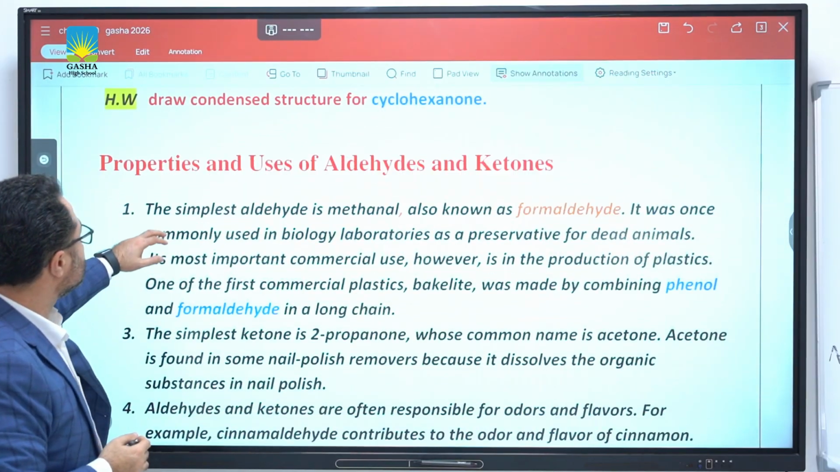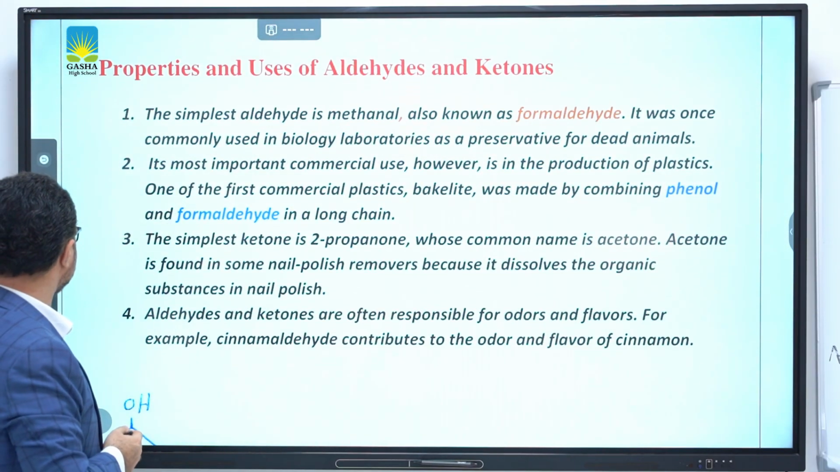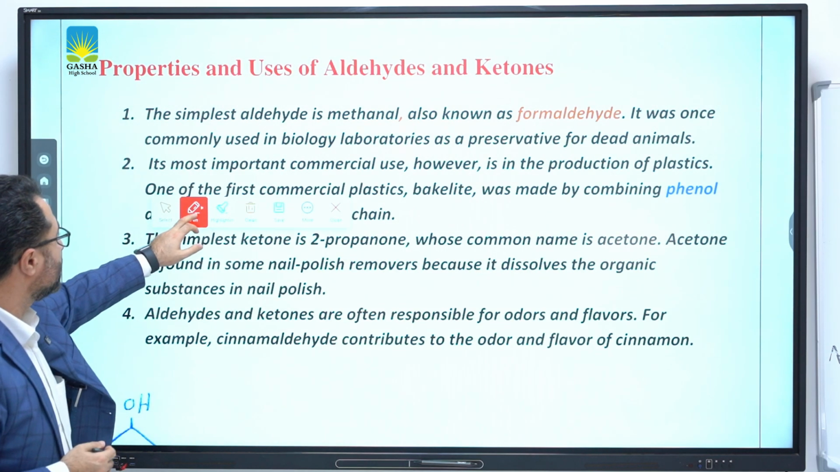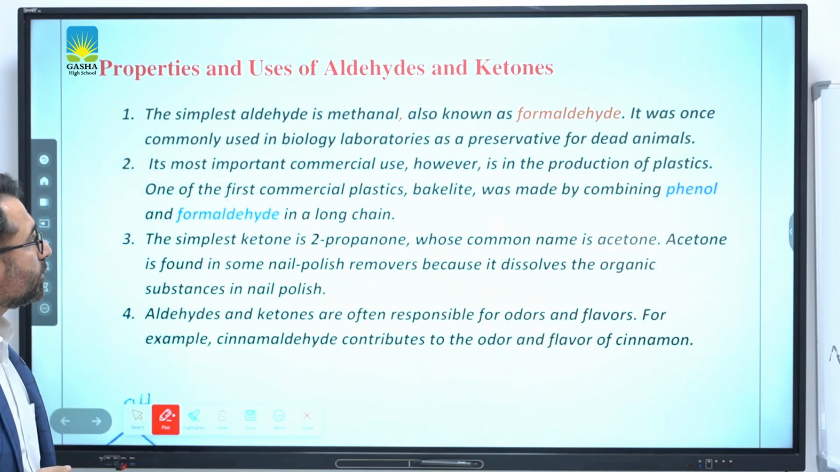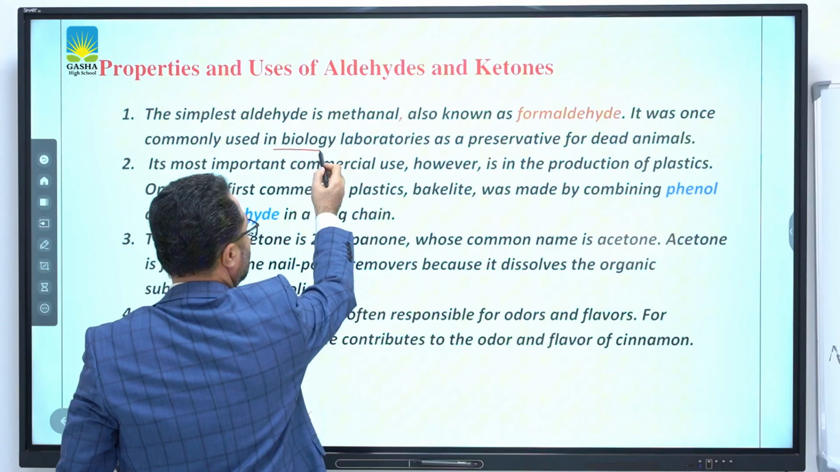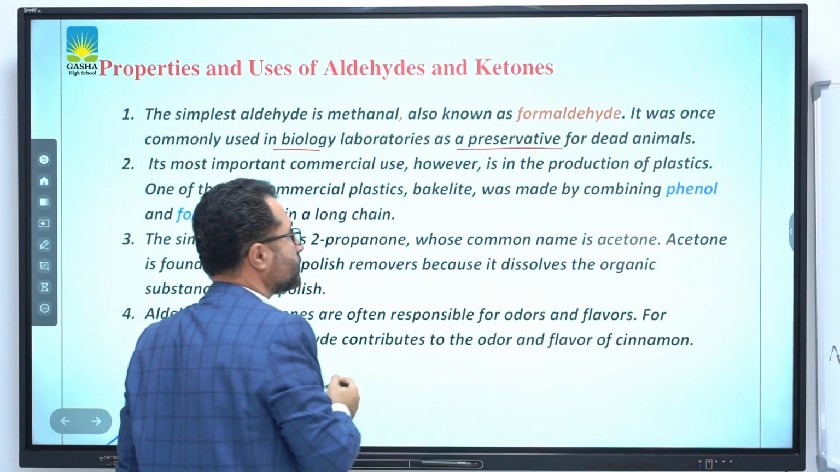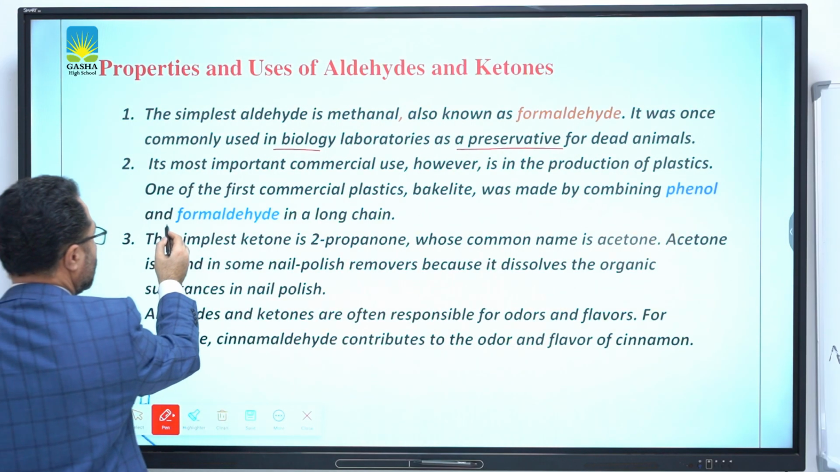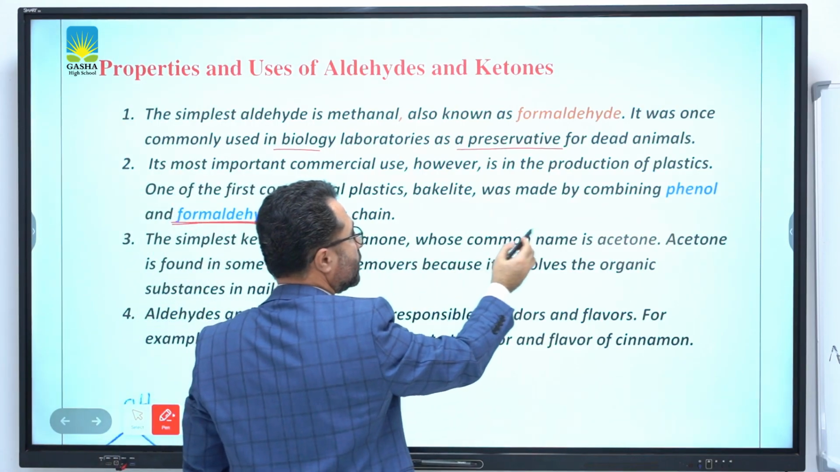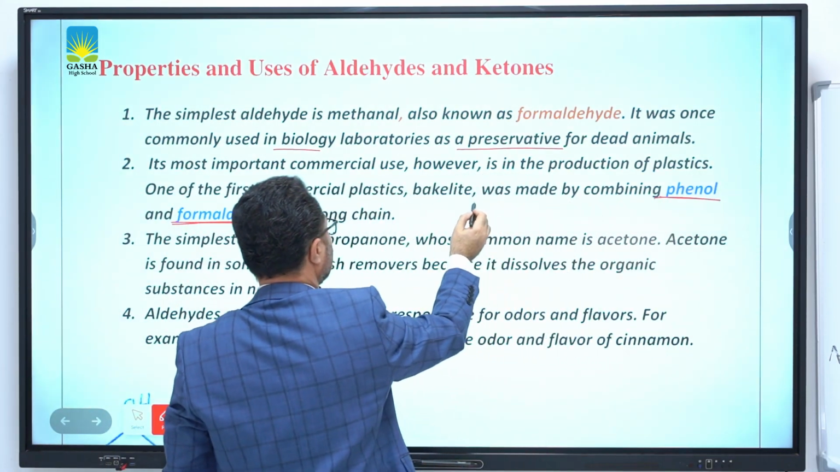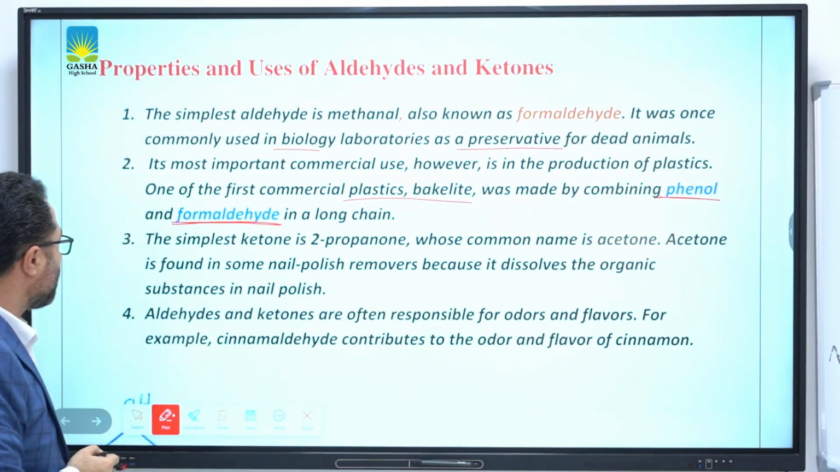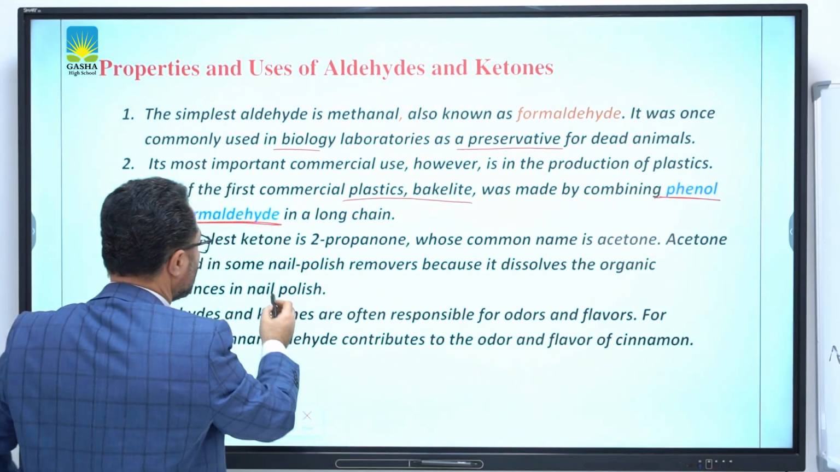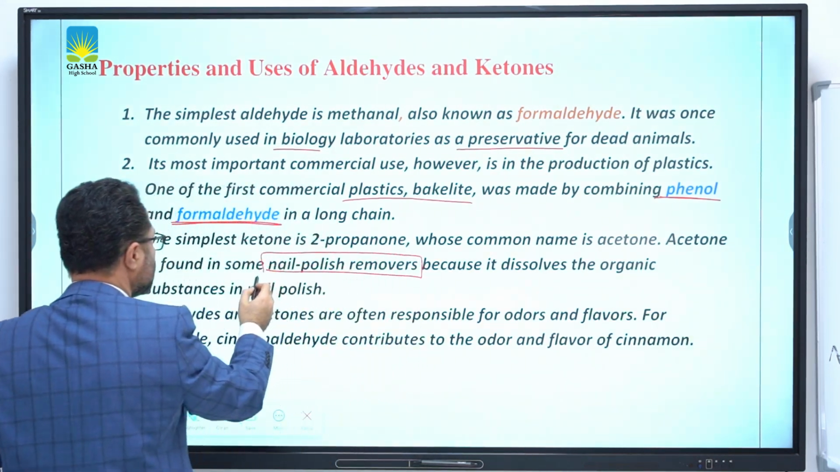The properties of aldehydes and ketones. The simplest aldehyde is methanal, which is known as formaldehyde, used in the biology lab as a preservative. Formaldehyde with phenol is used in the production of the plastic Bakelite. And the smallest ketone is 2-propanone, which is known as acetone. It's nail polish remover.